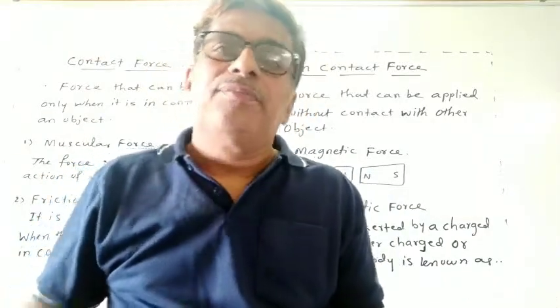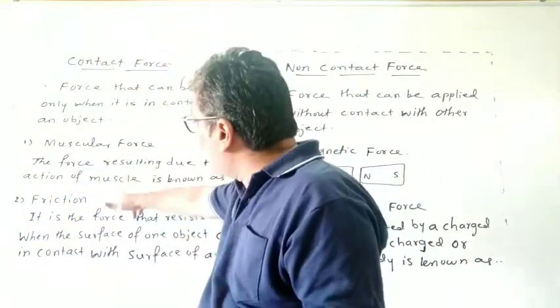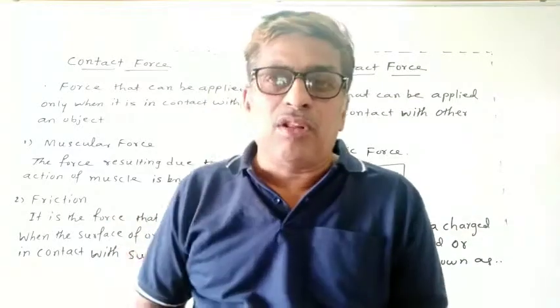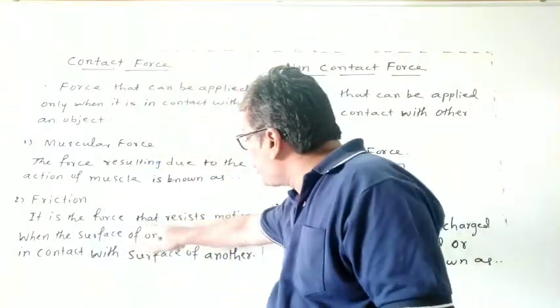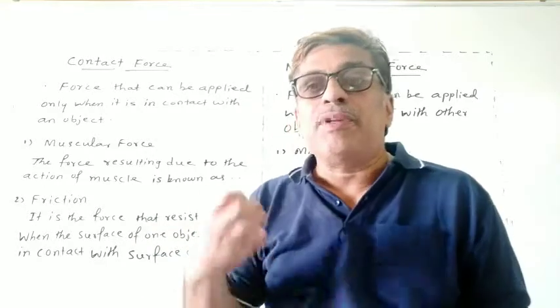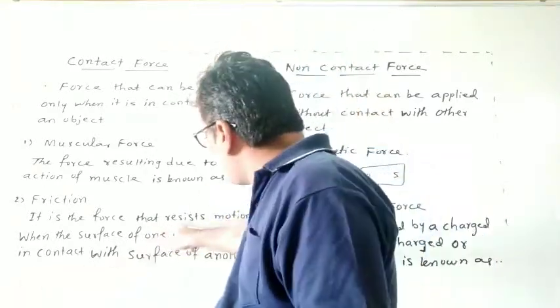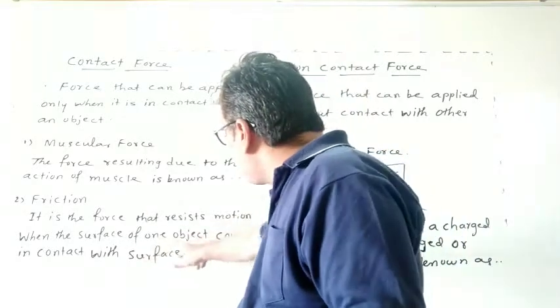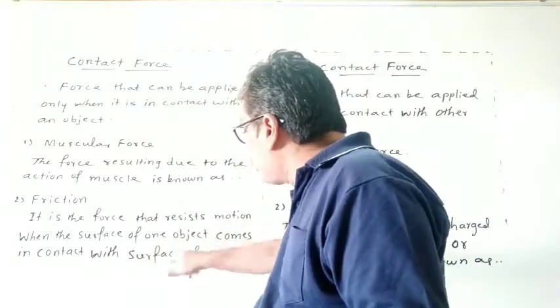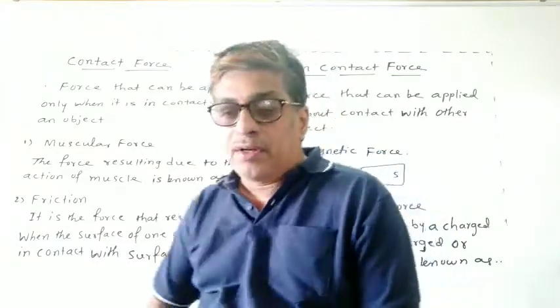Okay, got it? Now, we'll go for friction. So what about the friction now? You see the definition. It is the force that resists. Resist means oppose, R-E-S-I-S-T, resist the motion, when the surface of one object comes in contact with the surface of another.